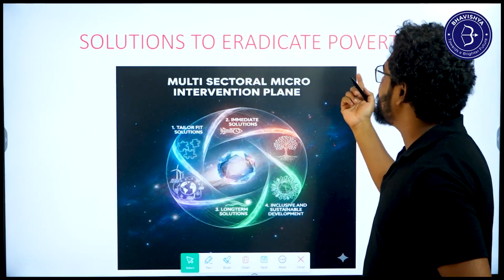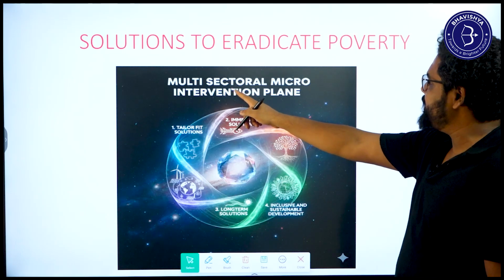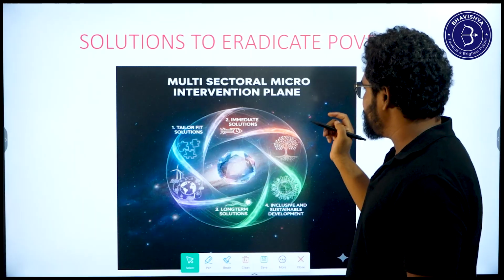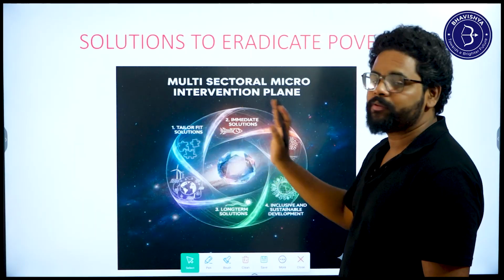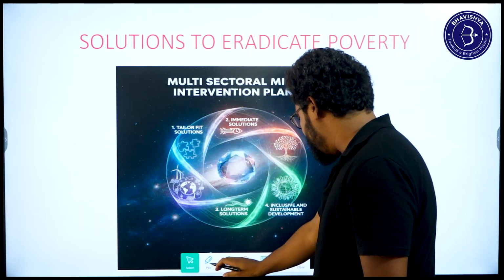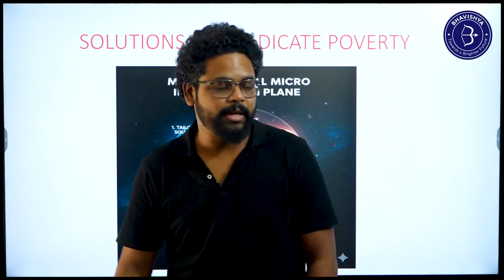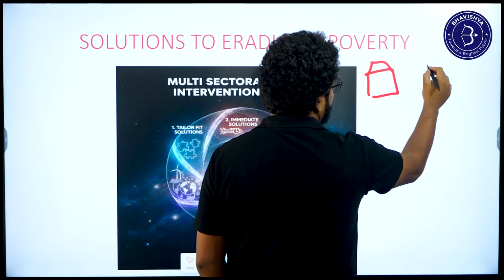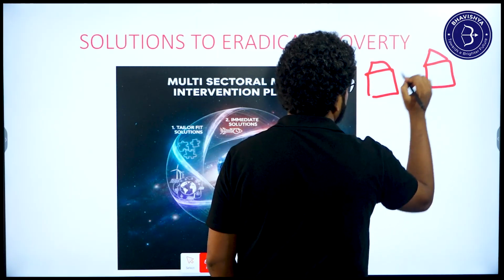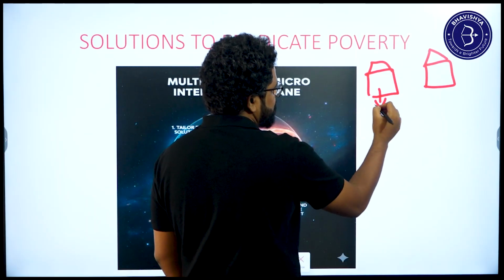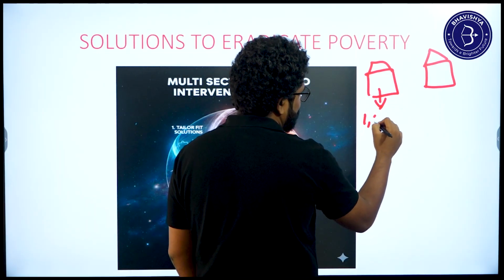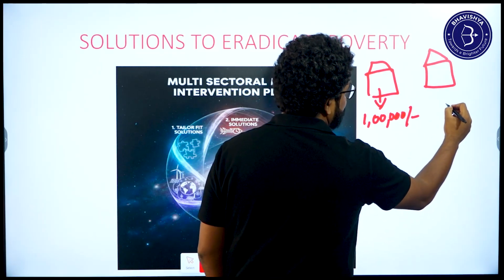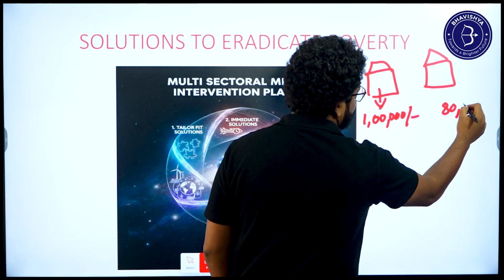For the solutions to eradicate poverty, it went for a multi-sectoral micro intervention plan. In this, the very important thing is what is called tailor-fit solutions. So let's see what is meant by tailor-fit solutions. I'll illustrate it with an example. Let's take two households. This is one household and the second one is this one. The income of this household is 1 lakh, and the income of this household is something around 80,000.